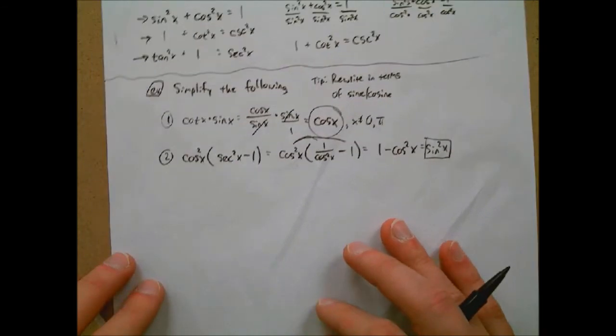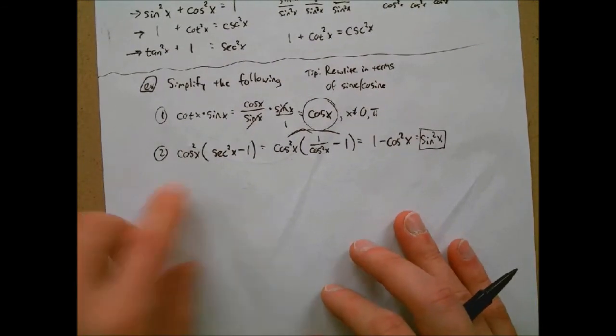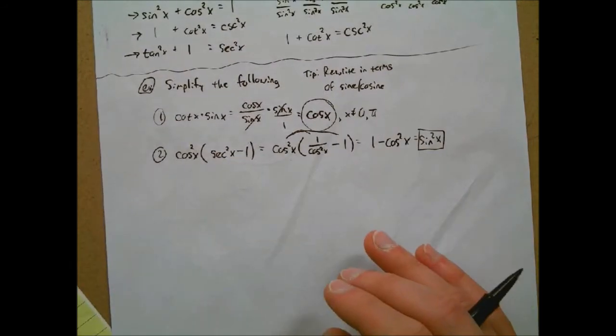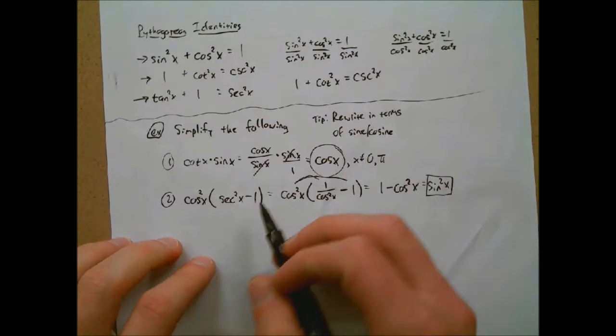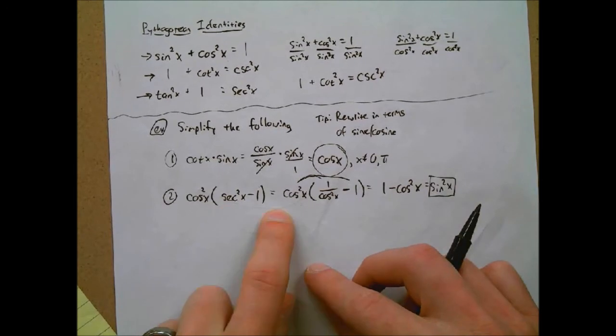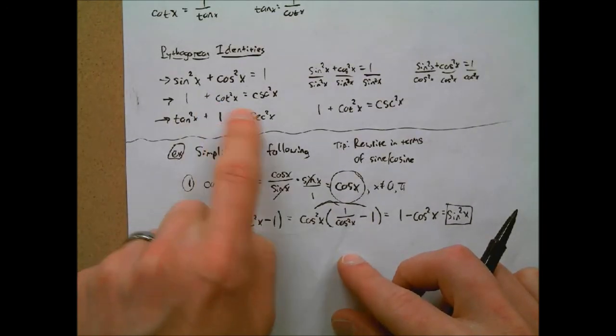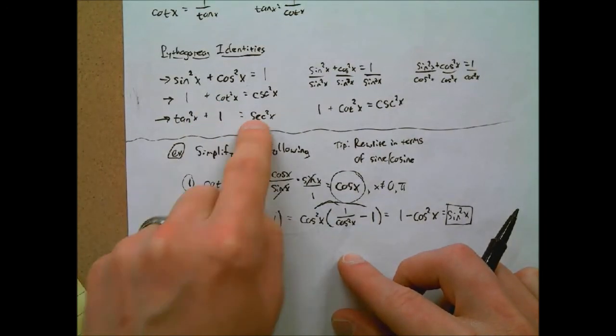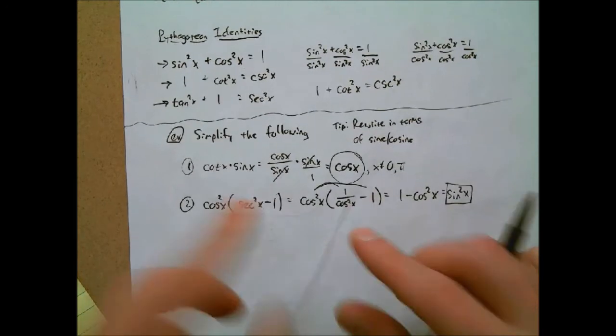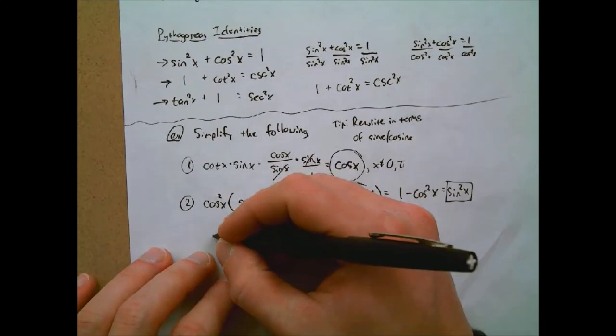All right, so let's talk about what Laura said, though. Laura was able to see secant squared x minus 1. If we subtract 1 from both sides here, then I will get secant squared x minus 1. And what does it replace? It'll be a tangent squared. So I could rewrite this as cosine squared x times tangent squared x.